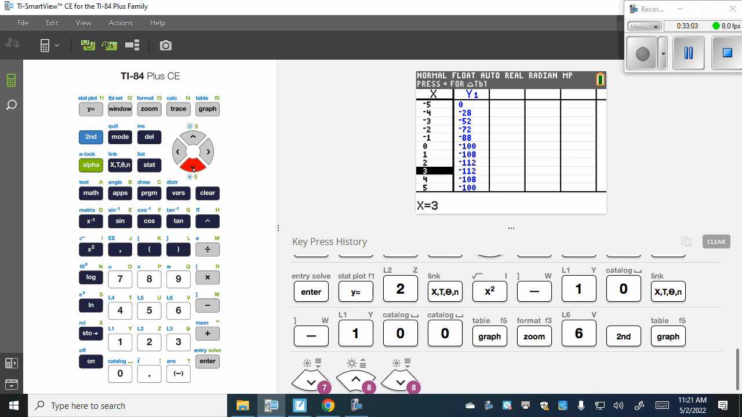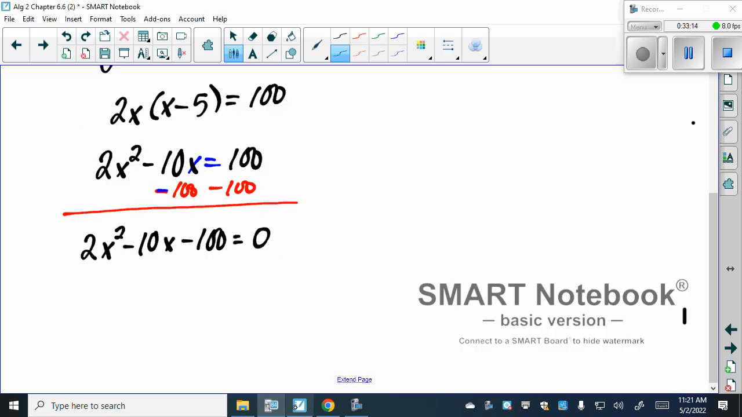Now we'll scroll down some to get the other one. And the other value is x equals 10. When we graphed it, it was kind of nice because it told us x is negative 5 or 10. We could have factored this and got x plus 5 times x minus 10 as our solutions.